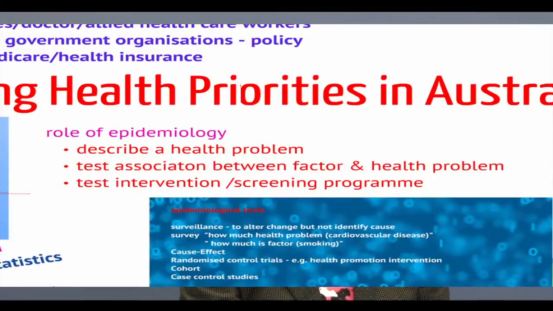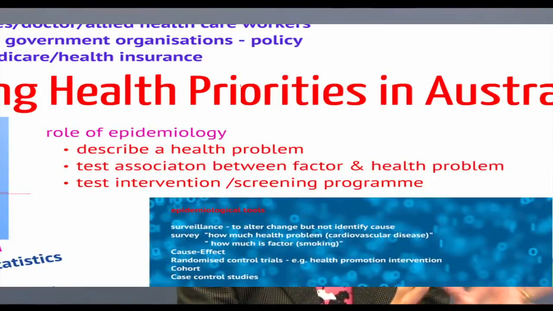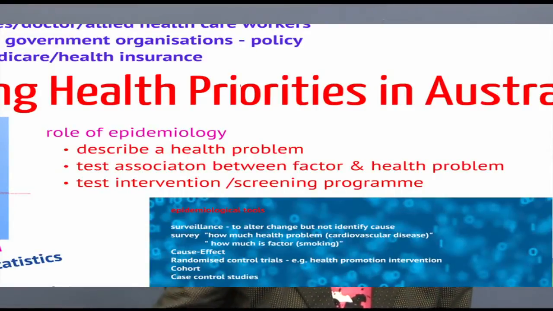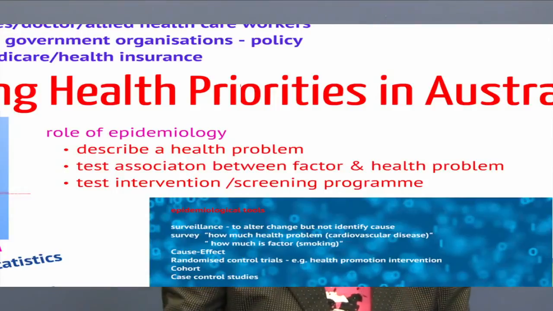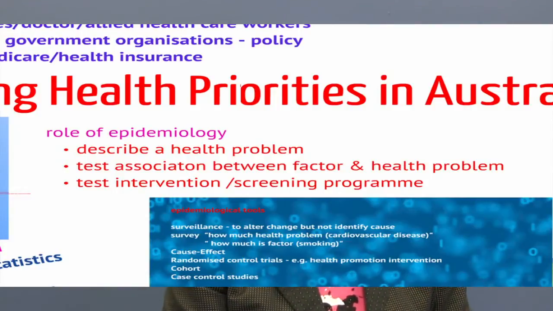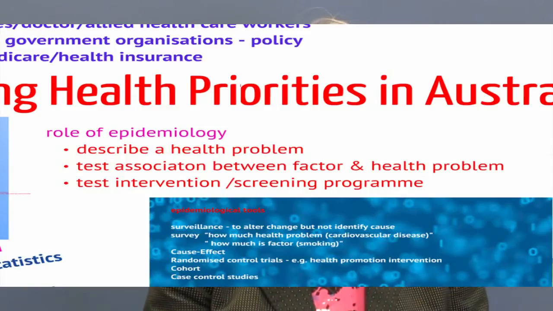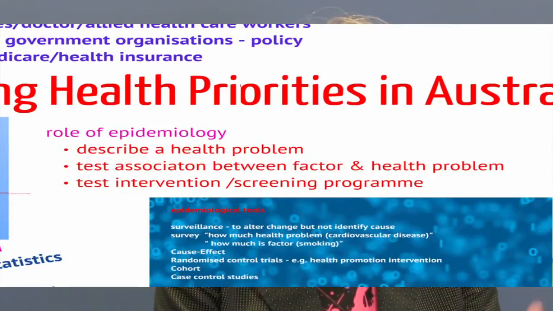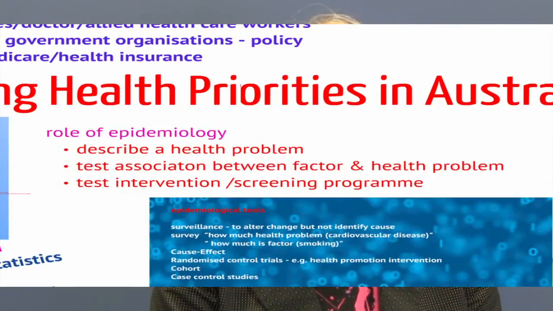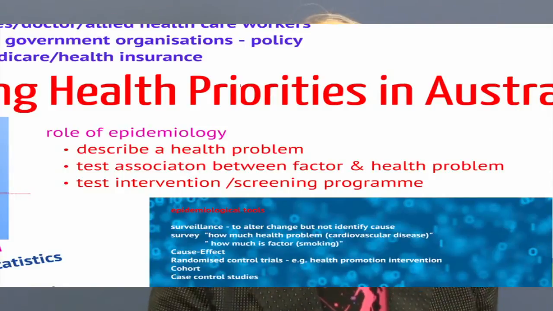It can test the association between a factor and a health problem. So smoking and lung cancer, for example. So it can't actually ever tell you that smoking causes lung cancer, but it will tell you statistically that there's a high likelihood of smokers getting lung cancer versus non-smokers. It can also be used to test interventions and screening in the wider community.